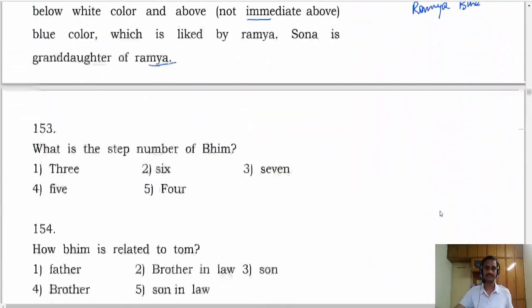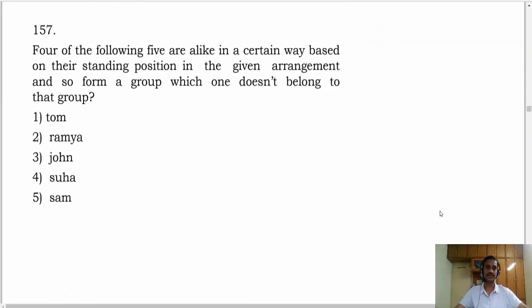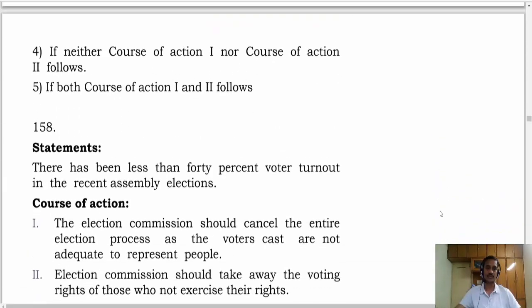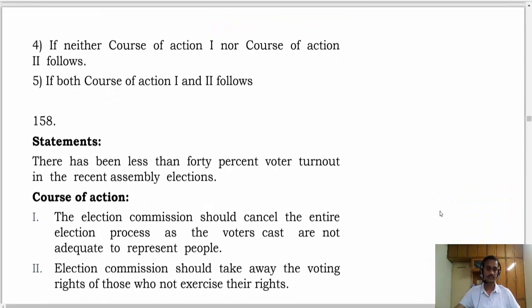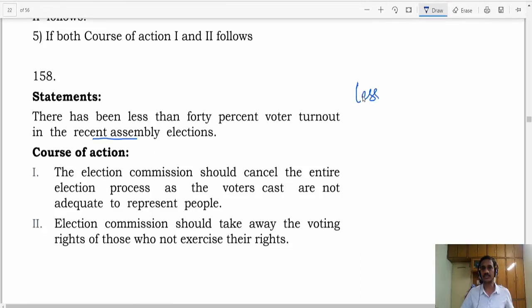Then next one, 158 onwards. Now in this 158, courses of action. There has been less than 40% voter turnout in the recent assembly election. Recent assembly elections low, less than 40% turnout. Then what is the course of action? Here problem enti? Less turnout, isn't it?